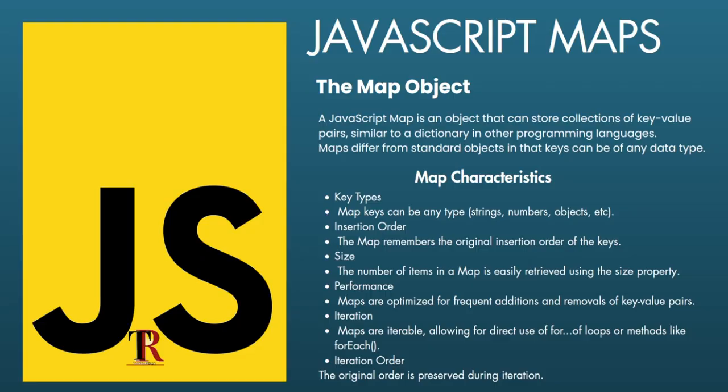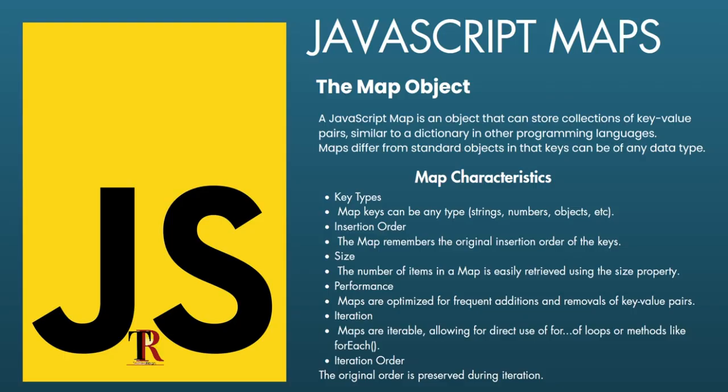Number three is the size. The number of items in a map is easily retrieved using the size property. So when you want to know the number of items in a map, you can easily retrieve it using the size property. The size property is one of the properties of a map object that allows its size to be retrieved.